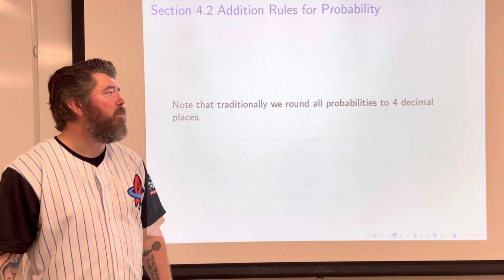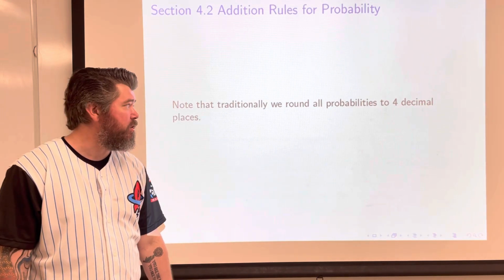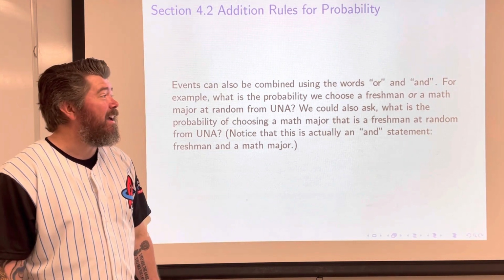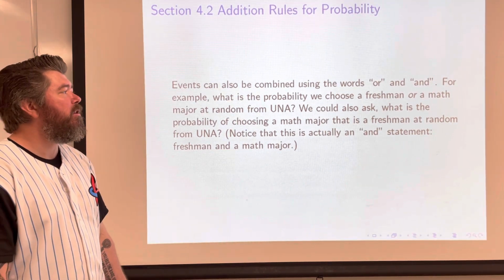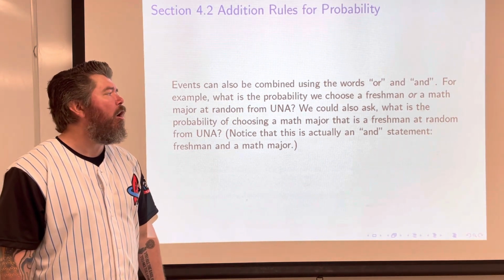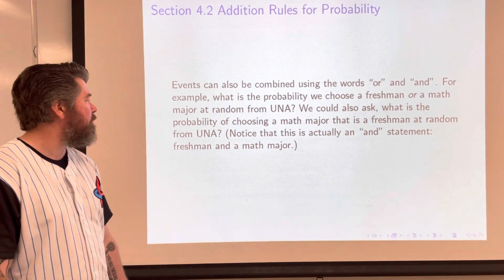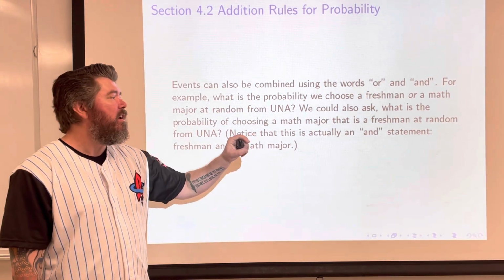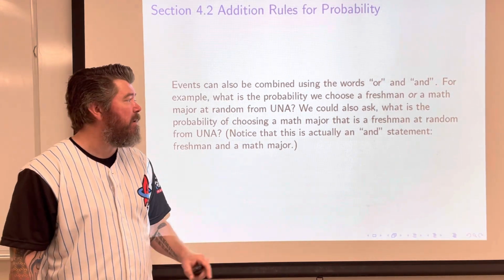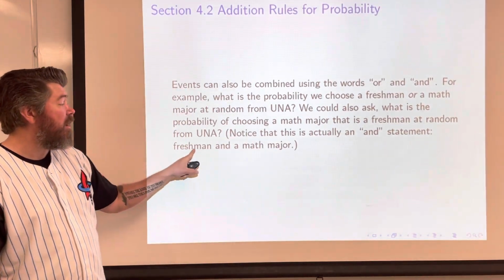Note that traditionally we round all of our probabilities to 4 decimal places, and this was stated in our previous section. Events can also be combined using the words or and. For example, what is the probability we choose a freshman or a math major at random from UNA? We could also ask what is the probability of choosing a math major that is a freshman at random from UNA. Notice that this second statement is actually an and statement, right? Freshman and math major, right? A math major that is a freshman is a math major and a freshman.